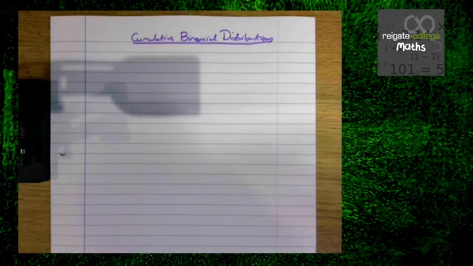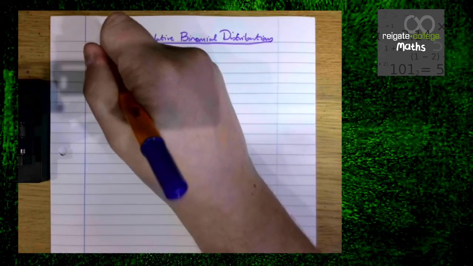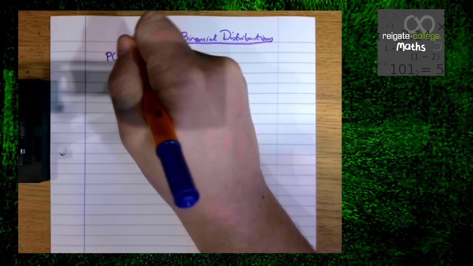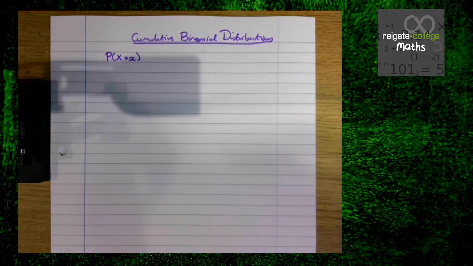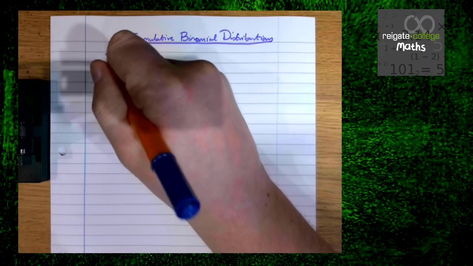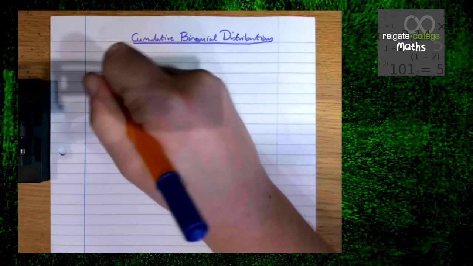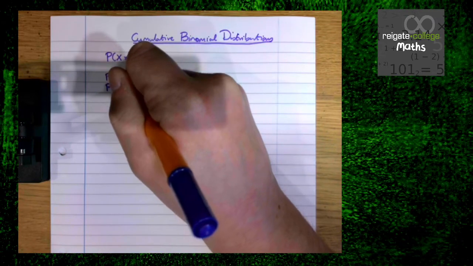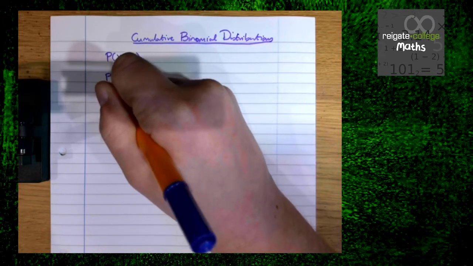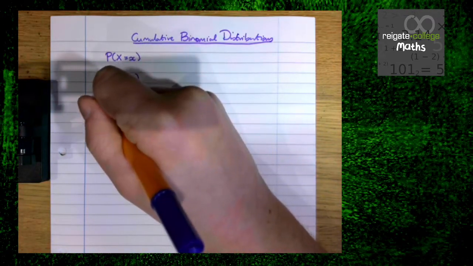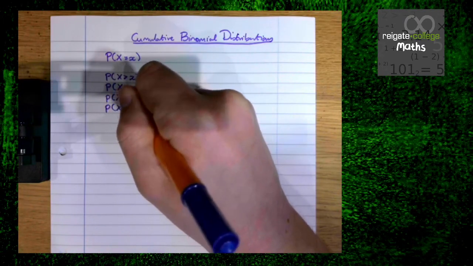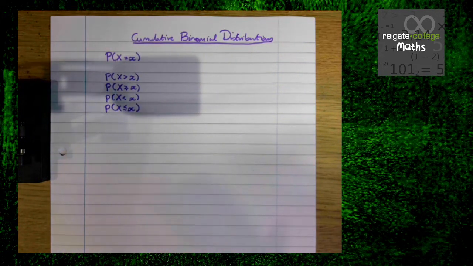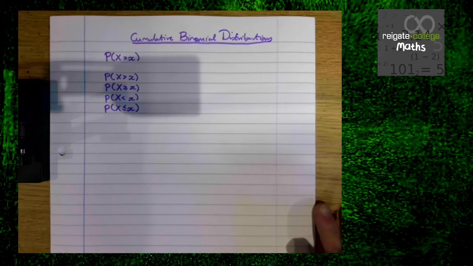So what are we talking about when we talk about cumulative binomial distributions? In the previous video, we were looking at this type of thing, an exact number of successes. What makes it cumulative is when we start doing inequalities with it. So it could be any one of these four possibilities. And that's what we are looking at with the cumulative binomial distribution.